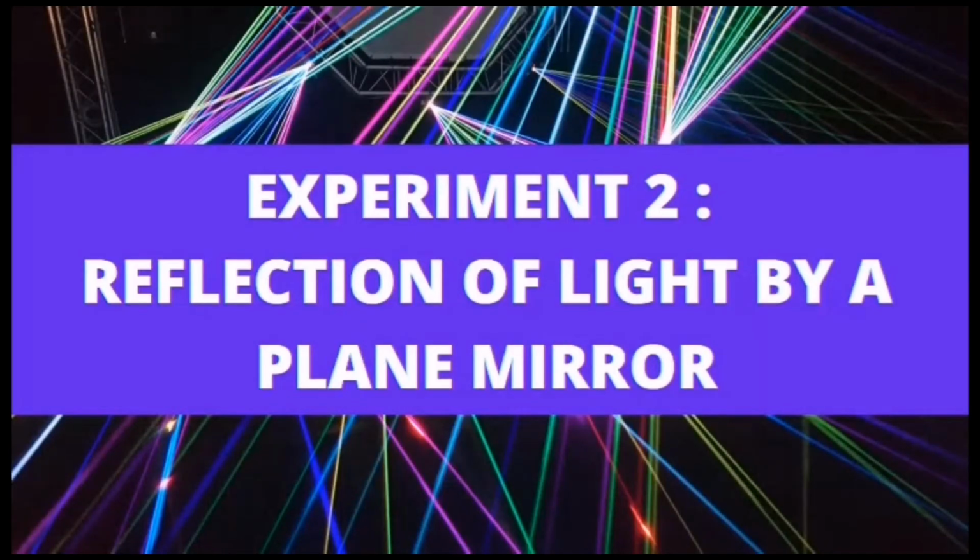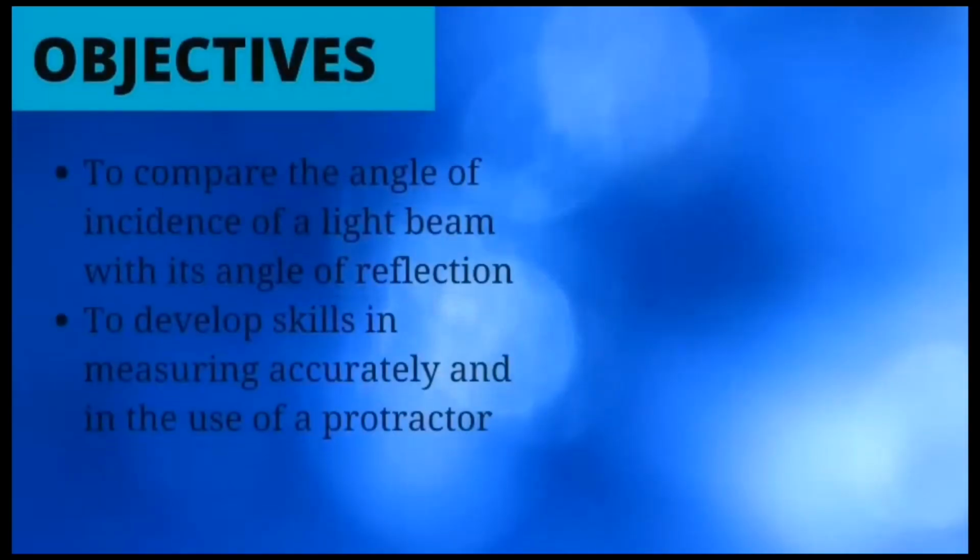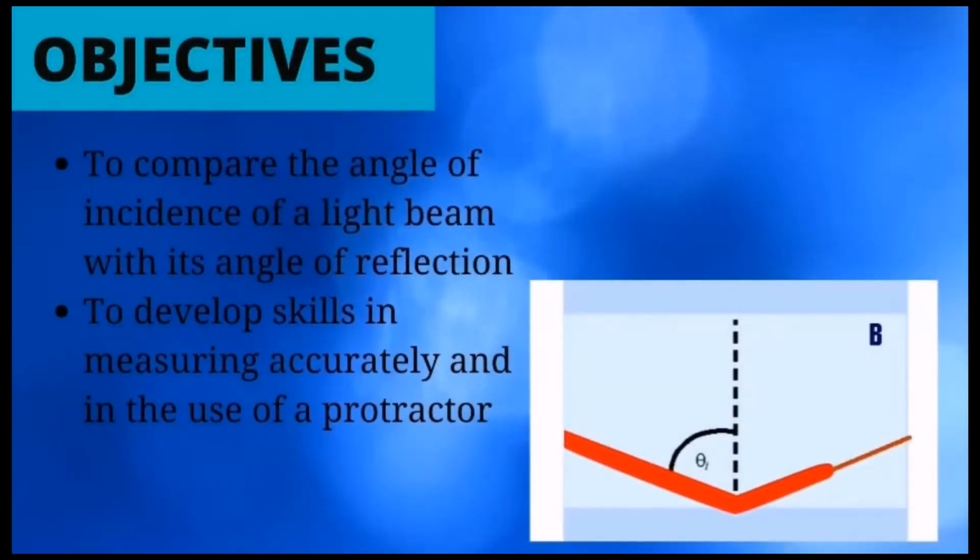Experiment 2: Reflection of light by a plane mirror. The objective of this experiment is to compare the angle of incidence of a light beam with its angle of reflection. Second, to develop skills in measuring accurately and in the use of a protractor.